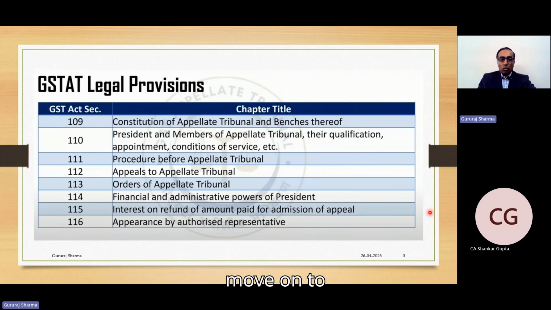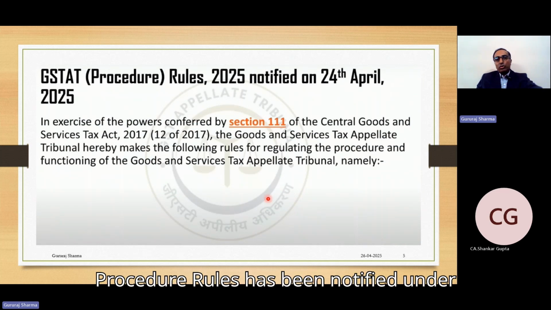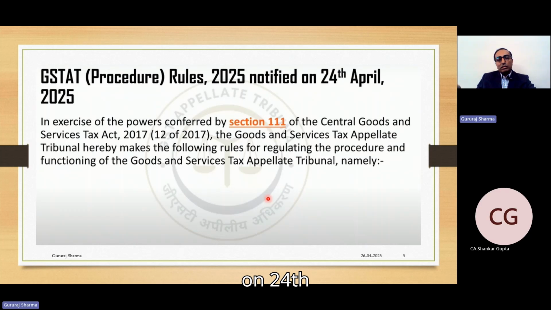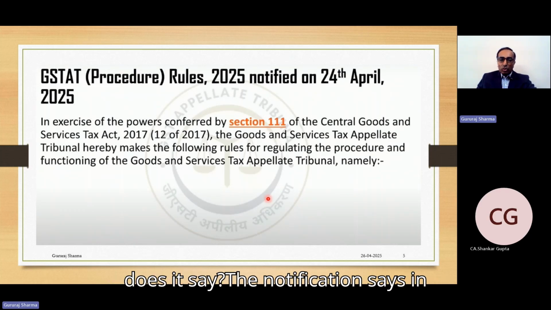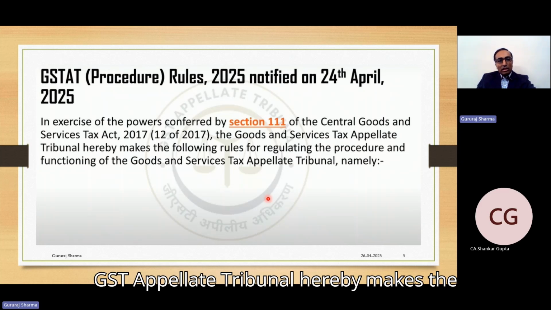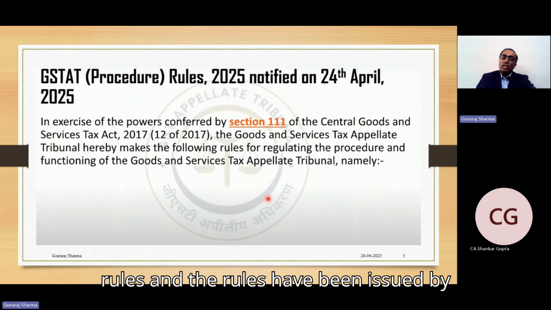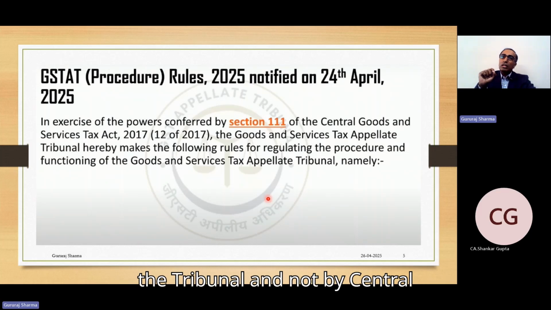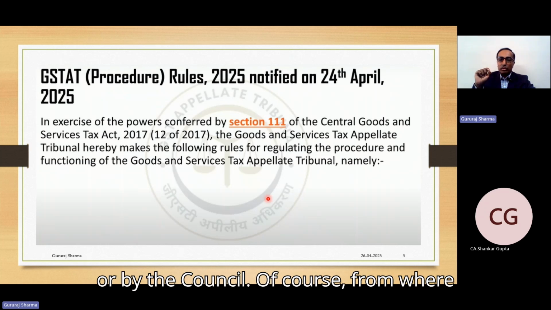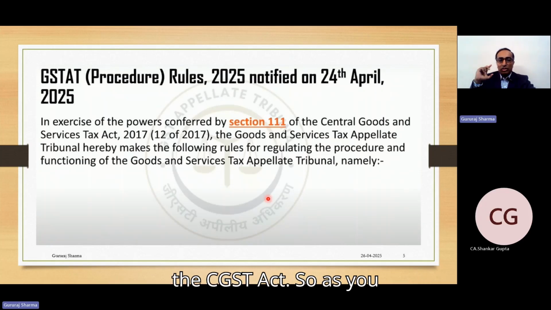So now let's move on to this one. As I said, the GSTAT procedure rules have been notified on 24th April, a couple of days back. So what does it say? The notification says, in exercise of the powers conferred by section 111 of the CGST Act, the GST Tribunal, that is the GST Appellate Tribunal, hereby makes the following rules. So it means that the GST Appellate Tribunal itself is making these rules, and the rules have been issued by the tribunal and not by the central government or anybody else, or by the council. It derives its power from section 111 of the CGST Act.